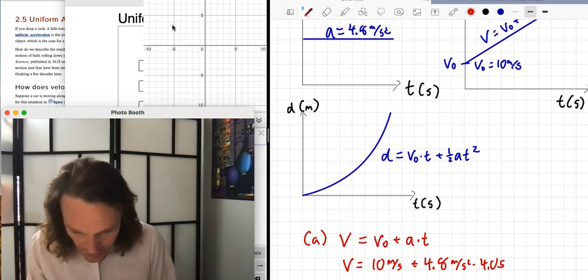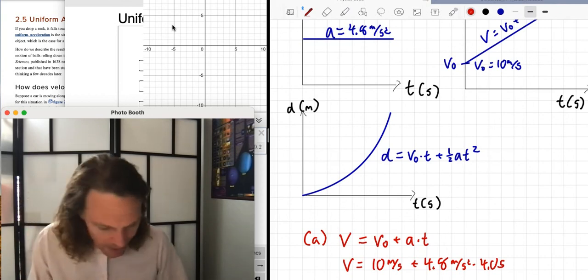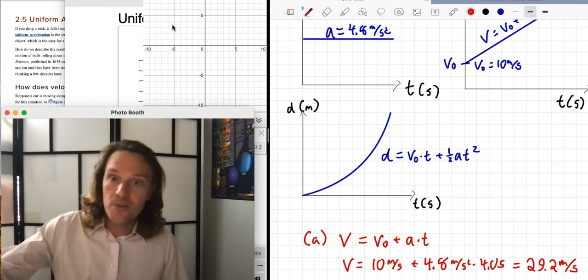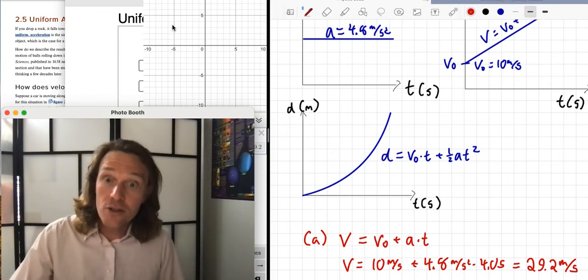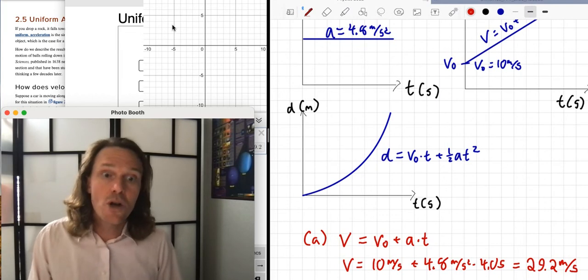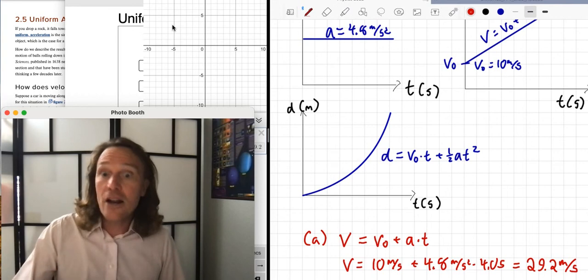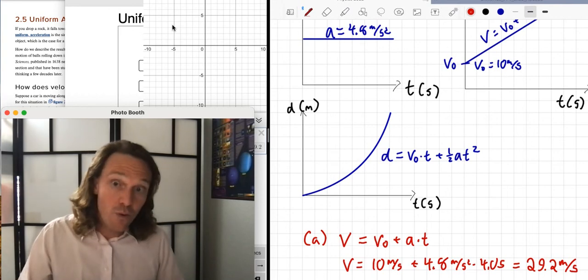So over here, I'm just going to go ahead and plug that in. It's just going to be 10 plus 4.8 times 4, because I can't do that in my head. And we get 29.2 meters per second. So we more than doubled our speed, or velocity if we care about the direction, within the 4 seconds. It's a significant increase, because the acceleration is an extra 4.8 meters per second, and so we had 4 seconds of that.